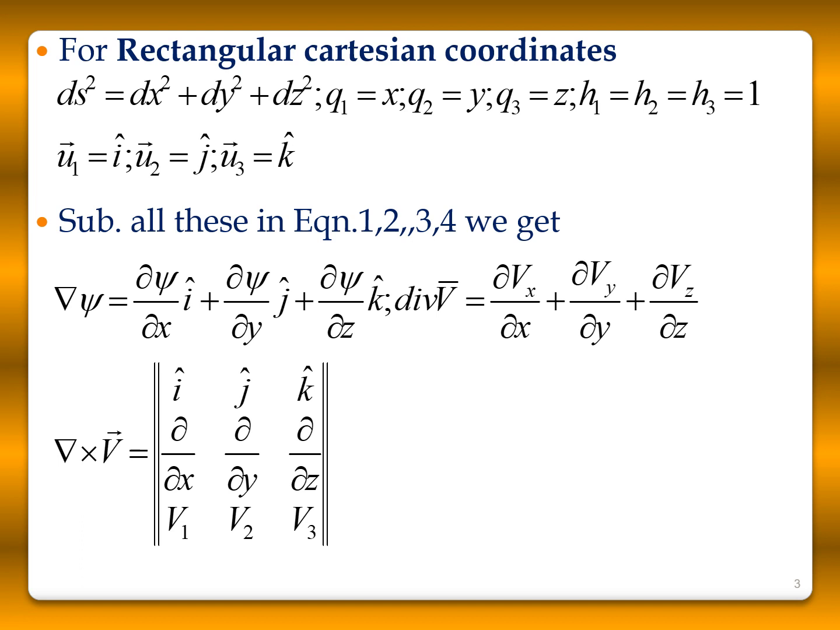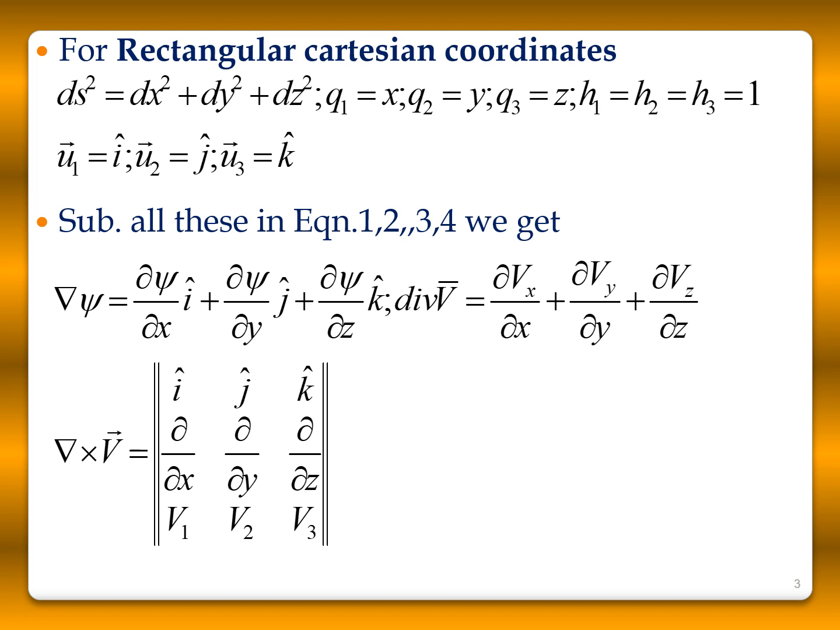Now from this curvilinear coordinate you can derive it for rectangular Cartesian coordinate, spherical polar coordinate and cylindrical coordinate. If you take rectangular Cartesian coordinate, the distance between any 2 points is ds squared equal to dx squared plus dy squared plus dz squared. Comparing this with the curvilinear coordinate, we find h1, h2, h3 are equal to 1, and q1 is x, q2 is y and q3 is z. The unit vector u1 is i vector, u2 is j vector and u3 is k vector.